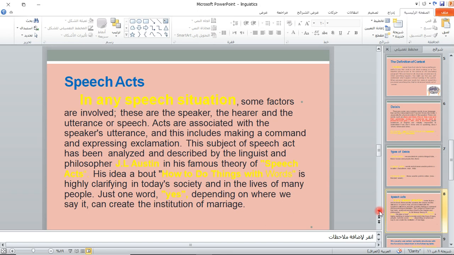Just one word, for example "yes," depending on where we say it, can create the institution of marriage. For example, the word "yes" in the court, when the judge asks a girl, هل تقبلين بهذا فلان زوجا لك, with a suitable person, a suitable time, the court, and suitable words, بكلمات محددة. When the girl says yes, this word can create the institution of marriage.